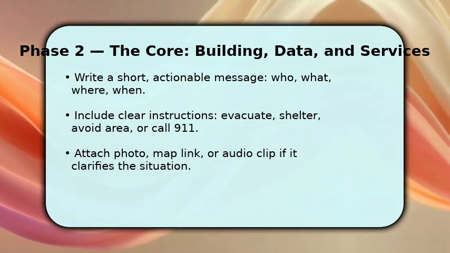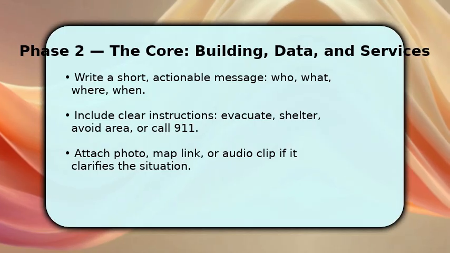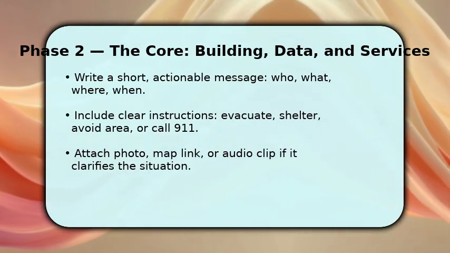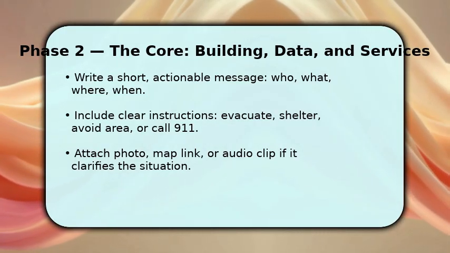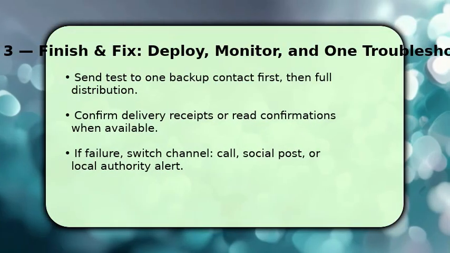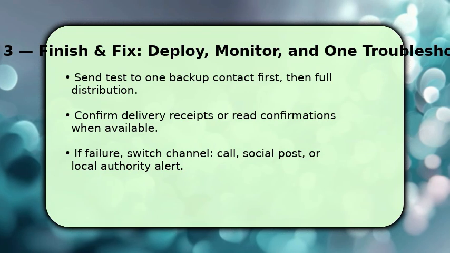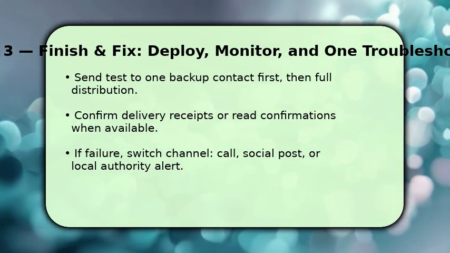Make sure any attachments are small and load quickly. A photo or map link helps responders. Before sending, verify the recipient list and preview the message on mobile view. That prevents errors and reduces confusion. When ready, send the alert and watch delivery receipts. If the system supports read confirmations, monitor them for immediate feedback.